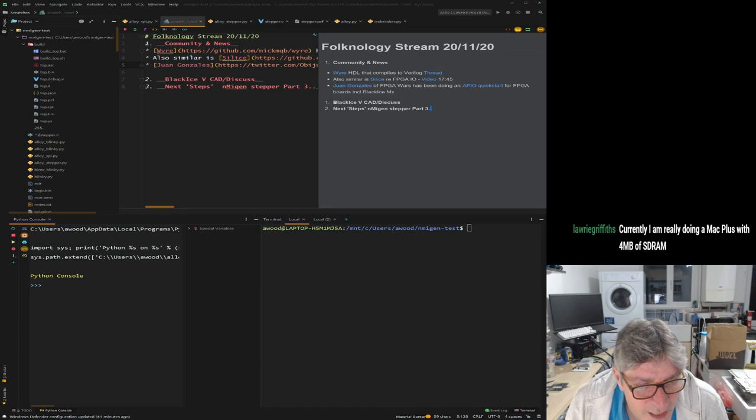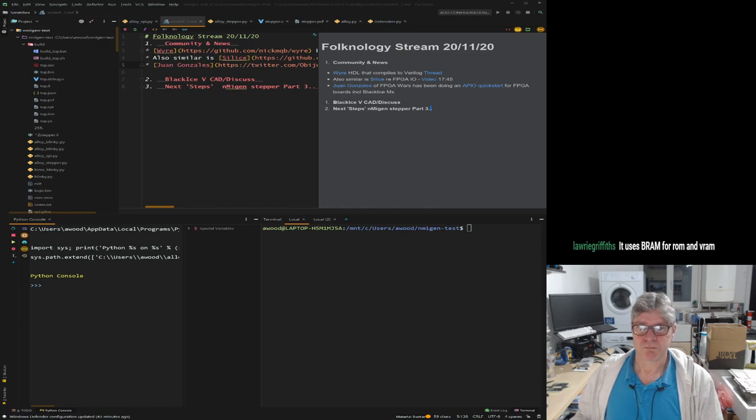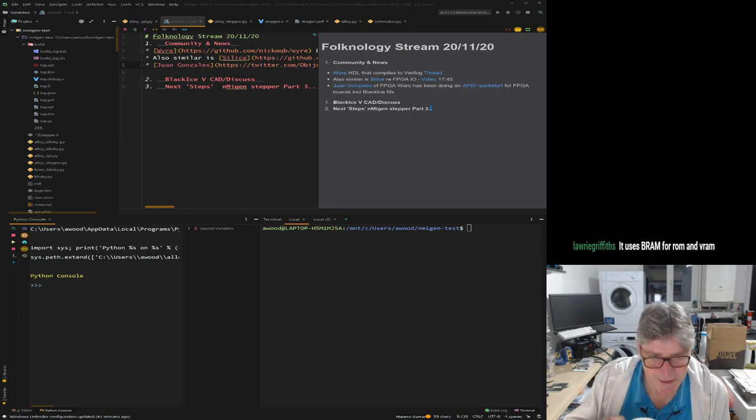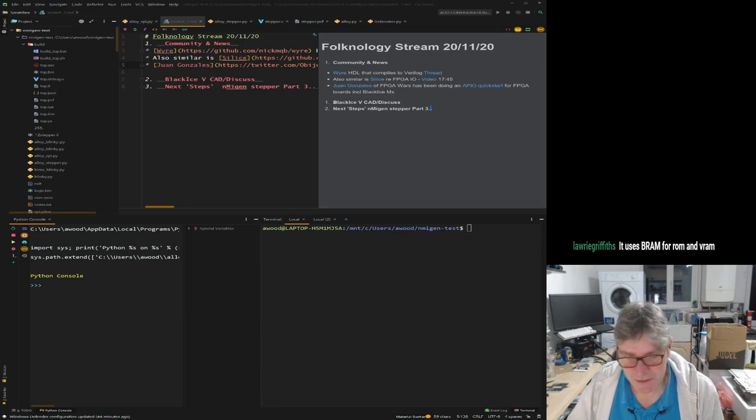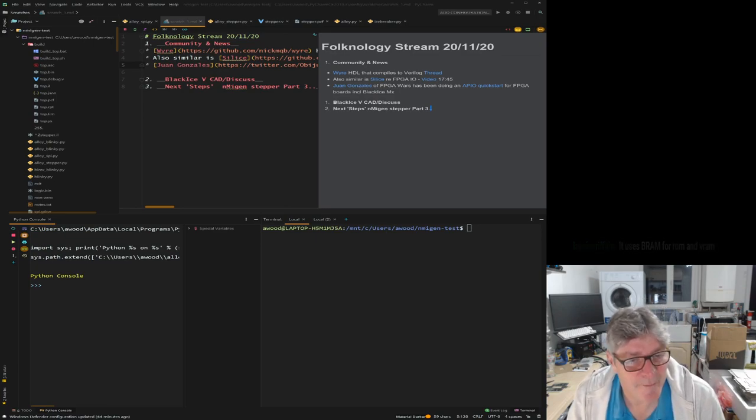Currently, I am really doing Mac Plus with 4 megabytes of SD RAM. Okay. But can you do the 128 without going to the SD RAM? Uses VRAM, yeah. Cool. Hey, that's cool. I might have to have a look at that and play around with that. Take a few drives down memory lane.